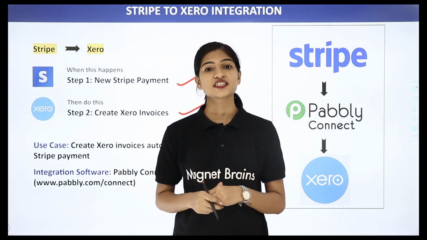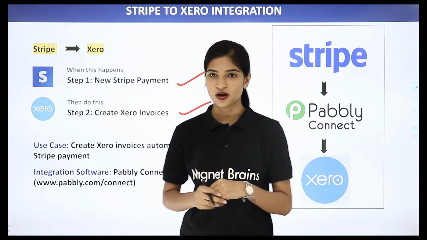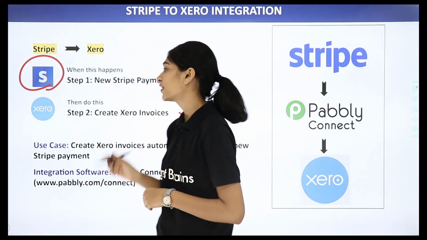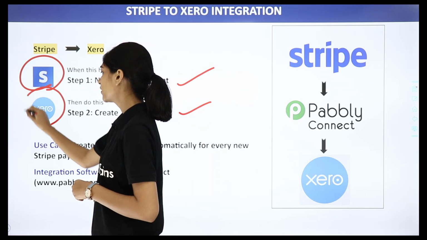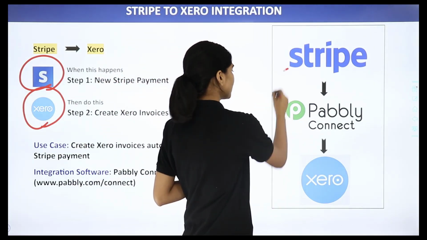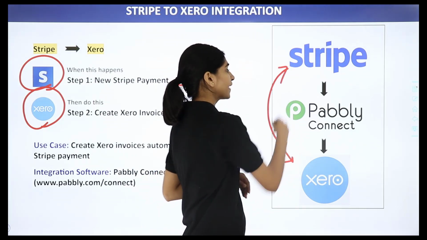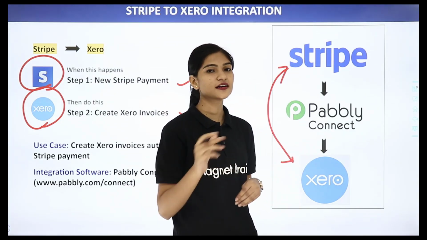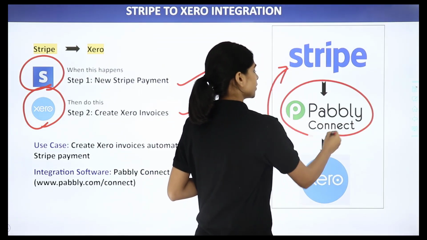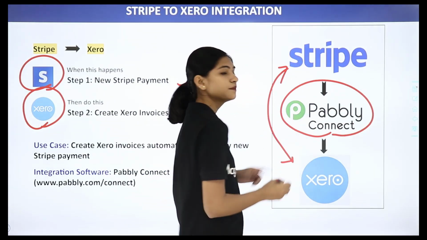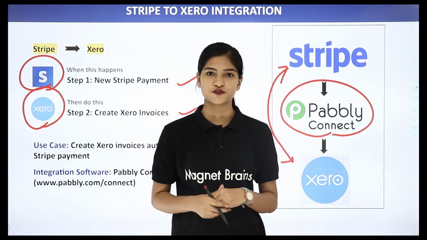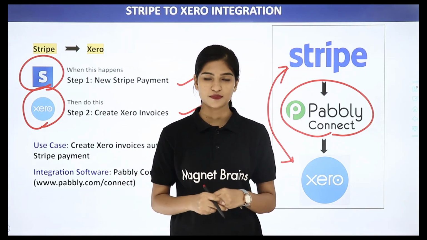First, let us know what these two software applications are all about. So Stripe is an online payment processing software, whereas Xero is an accounting software program. The issue here is that Stripe and Xero don't have any integration between them, and that is where Pabbly Connect, a third-party application software, comes in the frame. So Pabbly Connect is going to help us to send data from Stripe to Xero. The best part here is you don't require any knowledge of coding. So let me show you this on my screen.